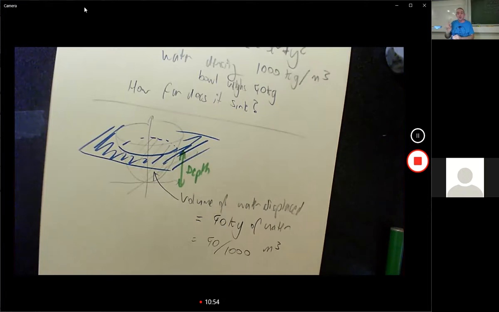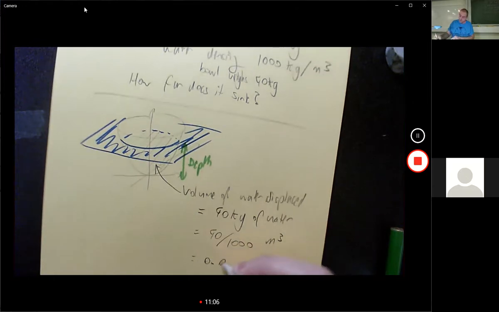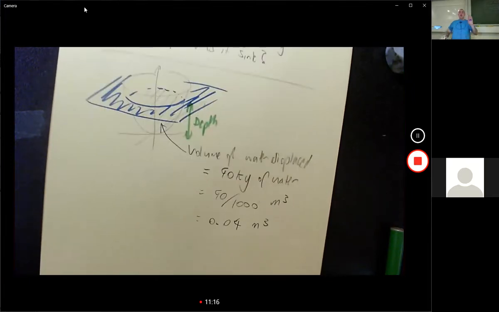Because one meter cubed is worth 1,000 kilos. So to know how many meter cubes fit in, I need to figure out how many lots of 1,000 fit into this. So I need to divide by 1,000. Yeah, okay. So that's the amount of volume of water that was displaced.